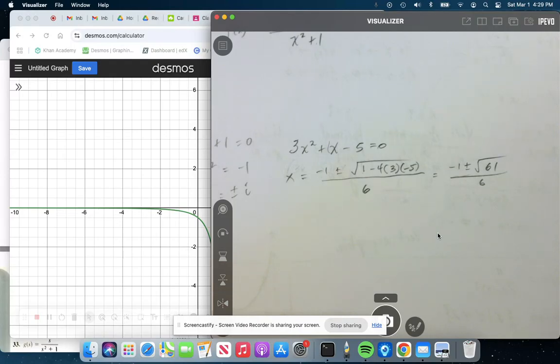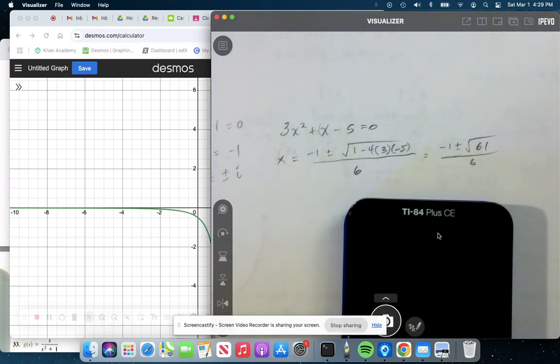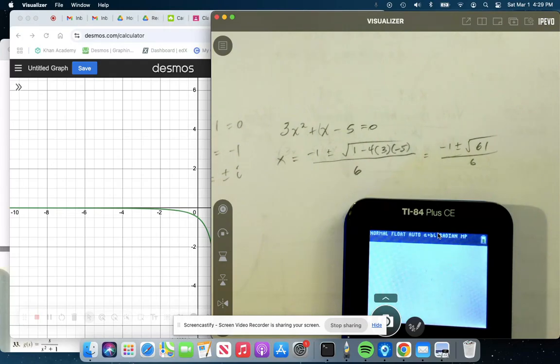So this does cross the x-axis. We can get an estimate for where that is. So if I do negative 1 plus the square root of 61 divided by 6, I get 1.135.